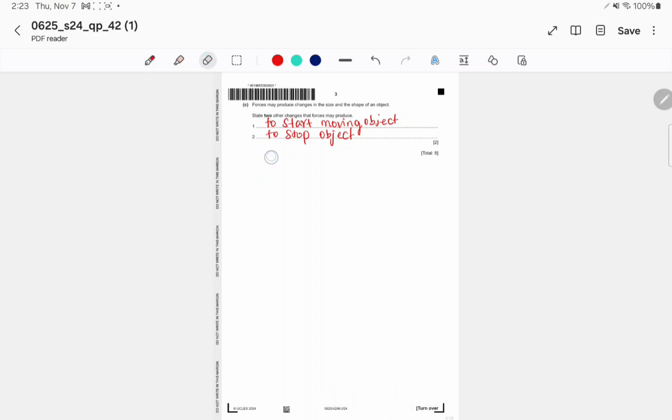I'll write that, one minute. It changes the direction of the object. This is the third one. Fourth, if you want to write, the speed also gets changed. All these things will be accepted.